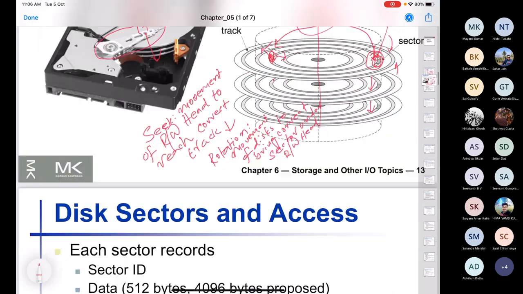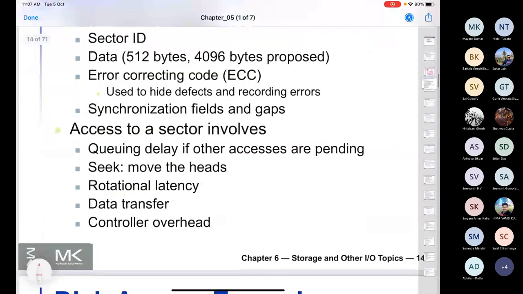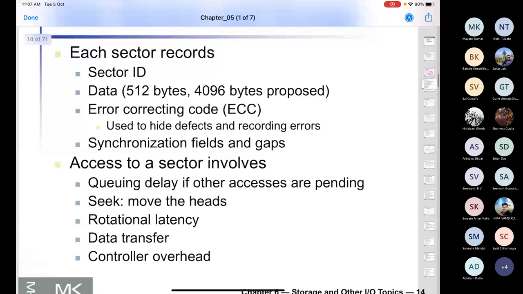Okay. Now let's see, what does each sector store? Each sector stores the sector ID. It stores the data ranging from half a kilobyte to 4 kilobytes. So this will probably be more common. The trend is towards increasing sector sizes. Then it stores some error correcting code corresponding to the values in the sector. And there are the synchronization fields and mandatory gaps between each sector, etc.